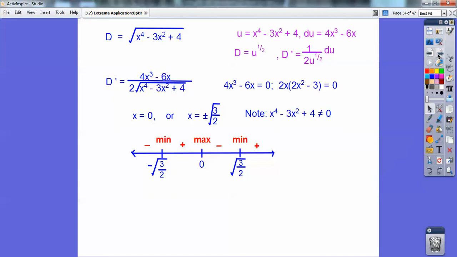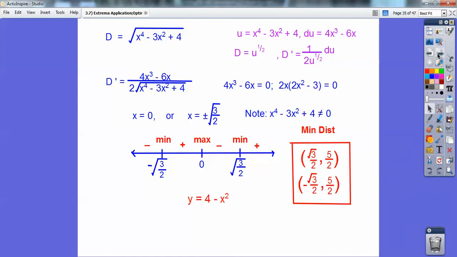And the problem is asking for minimums right there. So for the minimum distance, don't forget you just plug in root 3 over 2 and negative root 3 over 2 in for x right there and solve for y, and I get 5/2. Okay, so there's the 2 points right there that give me minimum distance. All right, let's try one more, you guys.